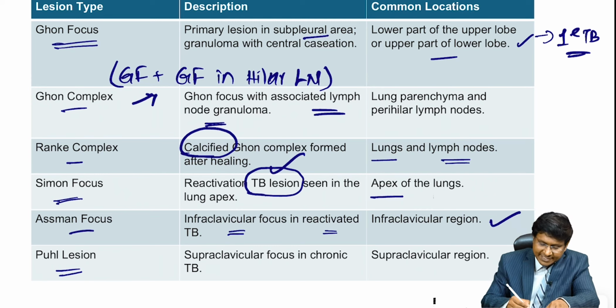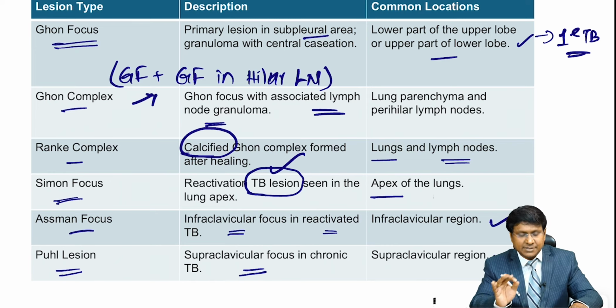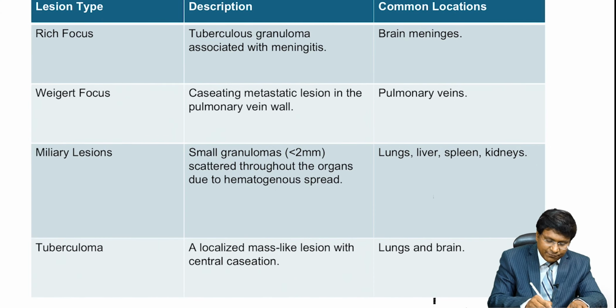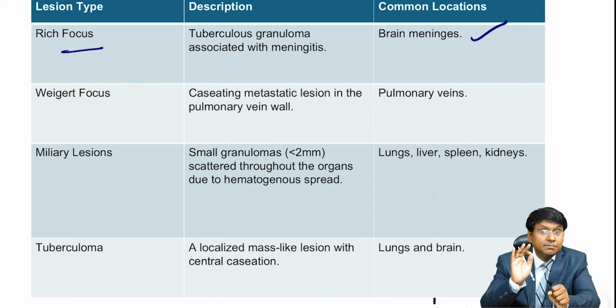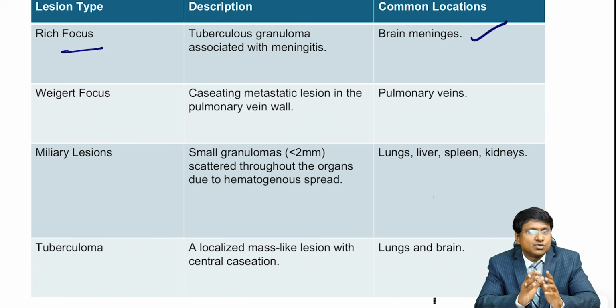So the pulse lesion is where you have the presence of the supraclavicular focus, and that is in the supraclavicular region. That will be the pulse lesion. Then followed by that, the ridge focus. The ridge focus is where there will be disseminated tuberculosis into the meninges resulting in tubercular meningitis. That is called ridge focus.